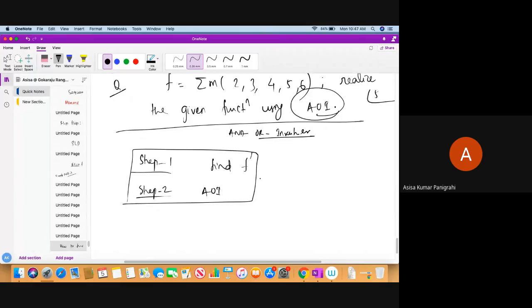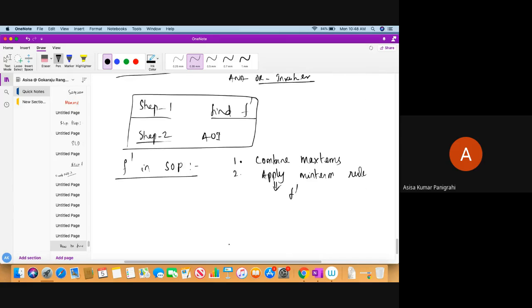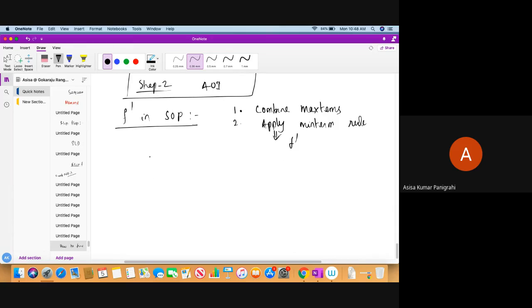You just know that actually we have to find out f bar. So here, what is the type of f bar I have to find out? F bar in SOP, because my function is given in SOP. For finding out f bar in SOP, what are my steps? My steps are combine max terms. Next step is apply min term rule. With these two rules, I can find out my f bar. After finding out f bar, I can realize it with the help of AND-OR of that f bar. Then I'll put a NOT gate which gives me the function realization using AND-OR-inverter. Do you all understand? So just I'll do this because this is a 3 variable KMap.